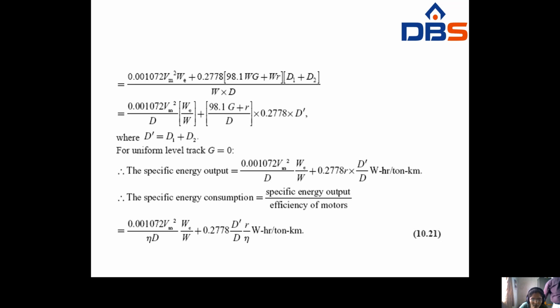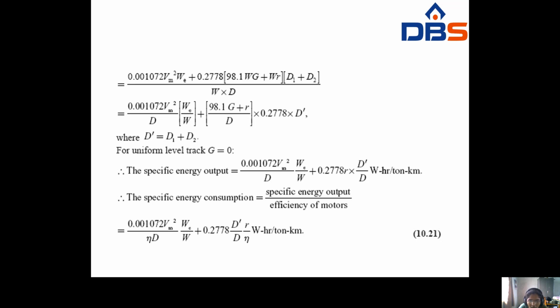So for a uniform level track, whenever the level track is uniform, at that time the gradient value G will become 0. So whenever the gradient is 0, this term will be 0.